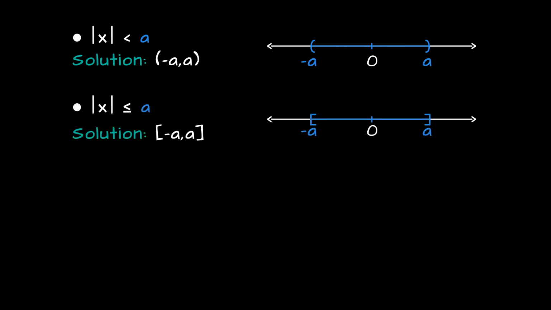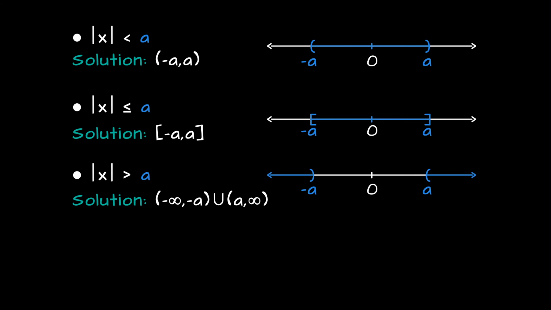If the inequality symbol is a less than or equal to symbol, then it simply means that we will be dealing with a closed interval instead, because now the numbers a and -a will belong to the solution set. So the solution set of the inequality absolute value of x is less than or equal to a will be the closed interval from -a to a.